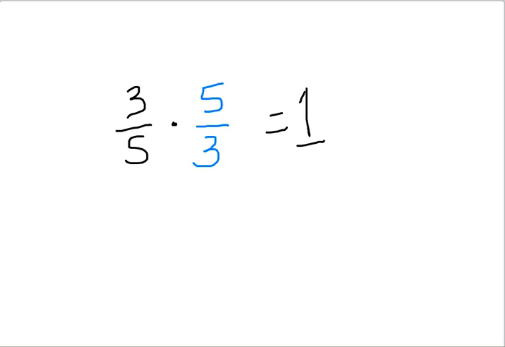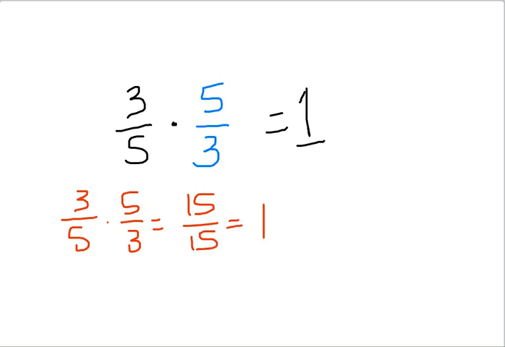And so let's explore that. Let's do 3/5 times 5/3. Now, I know that a lot of you know how to cancel and do that all, but right now let's just multiply straight across and let's get 15 over 15. And 15 over 15 is 1. So those are indeed reciprocals. So 5/3 is the reciprocal, or multiplicative inverse, of 3/5.